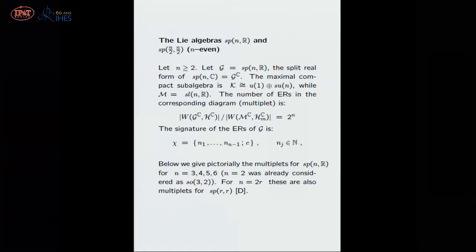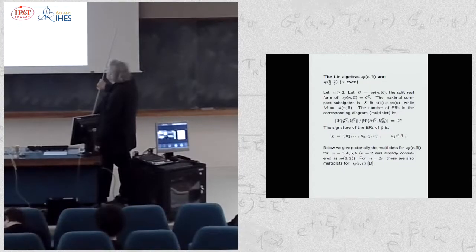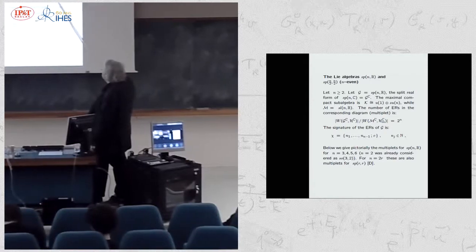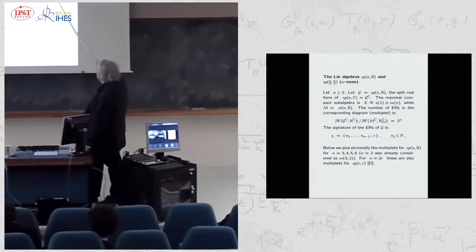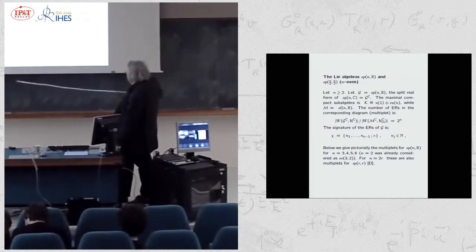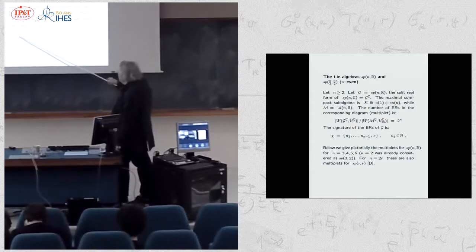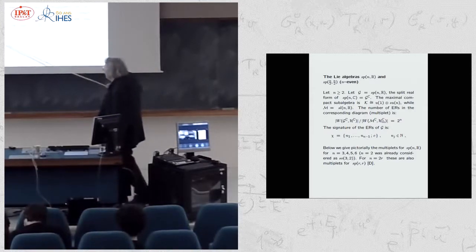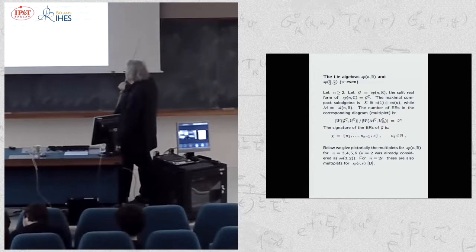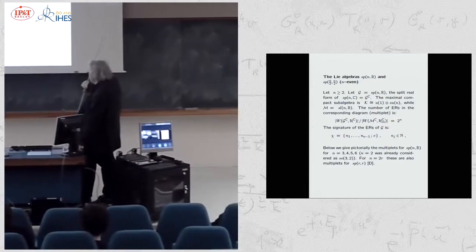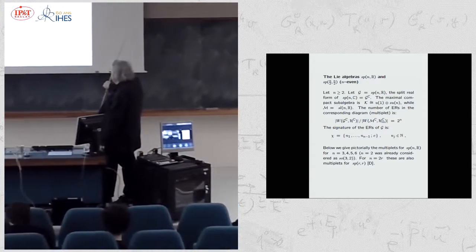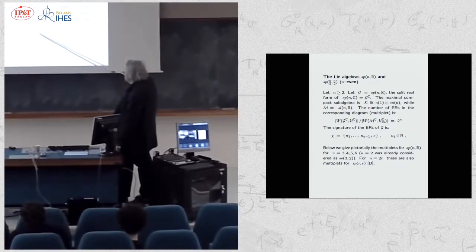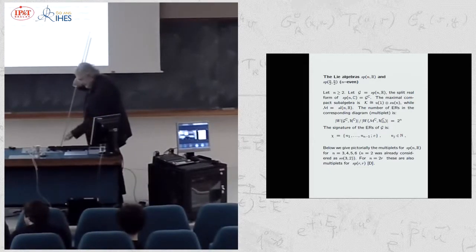Okay, so now we pass to SP(n,R). That's really slightly easier. For instance, the number of representations is given by 2^n, not by factorials as in the other case. And I can even draw the cases 3, 4, 5, 6. N equal 2 I would not give. It was given as SO(3,2). It is the same. And if n is even, then we can also have the same for SP(n,R).